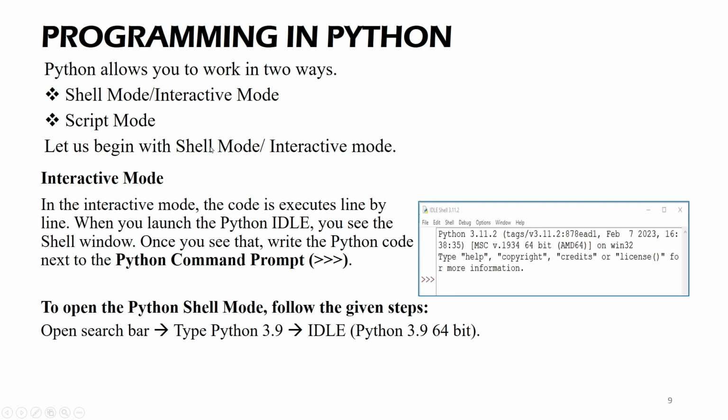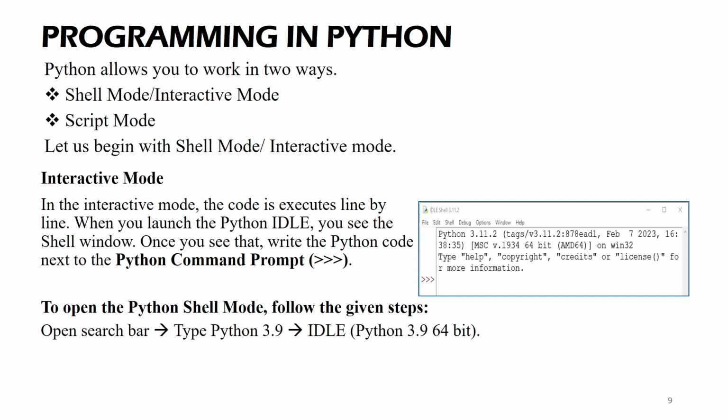Let us begin with shell mode, that is the interactive mode. So, what is interactive mode? In the interactive mode, the code is executed line by line. It means you write only one line at a time, you press enter, and you see the output instantly. When you launch Python IDLE, meaning when you open Python from your start menu and click on Python IDLE, you see the shell window. The first window of Python that you see is the interactive mode or the shell window.